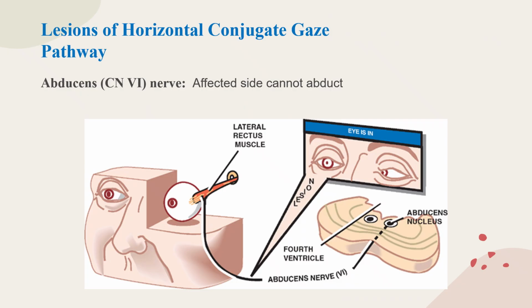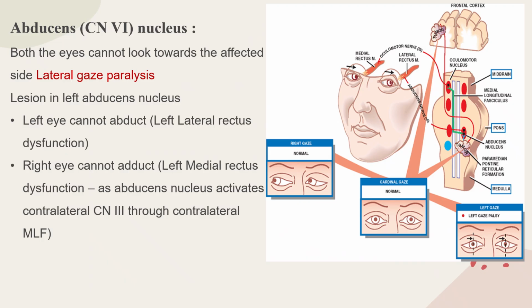Next are lesions of the horizontal conjugate gaze pathway. The lesion could be at the level of the abducens nerve, so the affected side cannot abduct. A lesion at the level of the abducens cranial nerve nucleus 6 means both eyes cannot look towards the affected side, leading to lateral gaze paralysis. For example, with a lesion of the left abducens nucleus, the left eye cannot abduct, that is left lateral rectus dysfunction occurs, and on the contralateral side the right eye cannot adduct, that is right medial rectus dysfunction, as the abducens nucleus activates the contralateral cranial nerve third nucleus through the contralateral MLF.